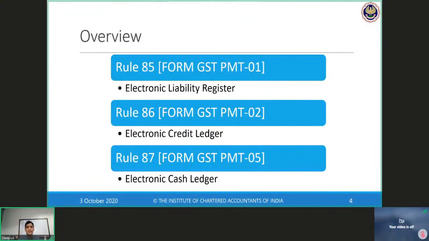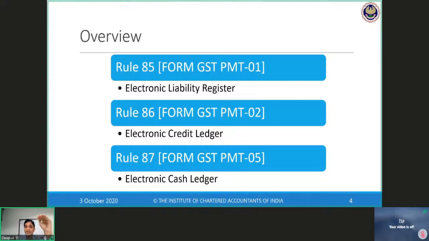Now, we are talking that Section 49 enables 3 ledgers. First is the electronic liability register, which is given in Rule 85. Even though in the section you will see it flows as electronic cash ledger first, then electronic credit ledger, and then liability ledger register, the rules are in reverse order. Rule 85 says first about electronic liability register. Then Rule 86 is on the electronic credit ledger and Rule 87 is on electronic cash ledger.